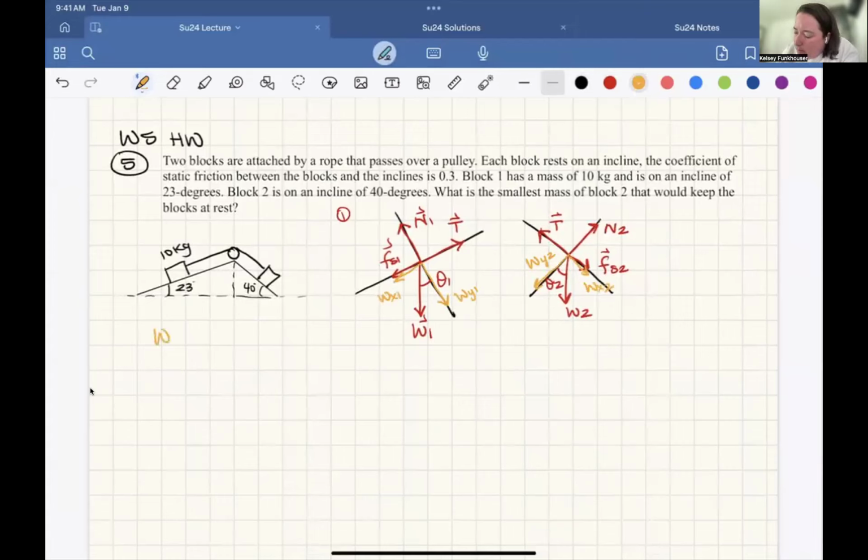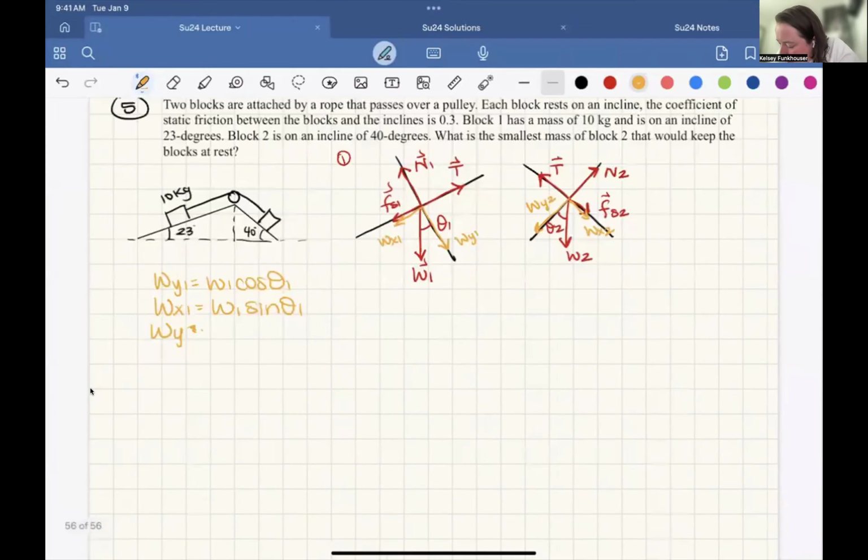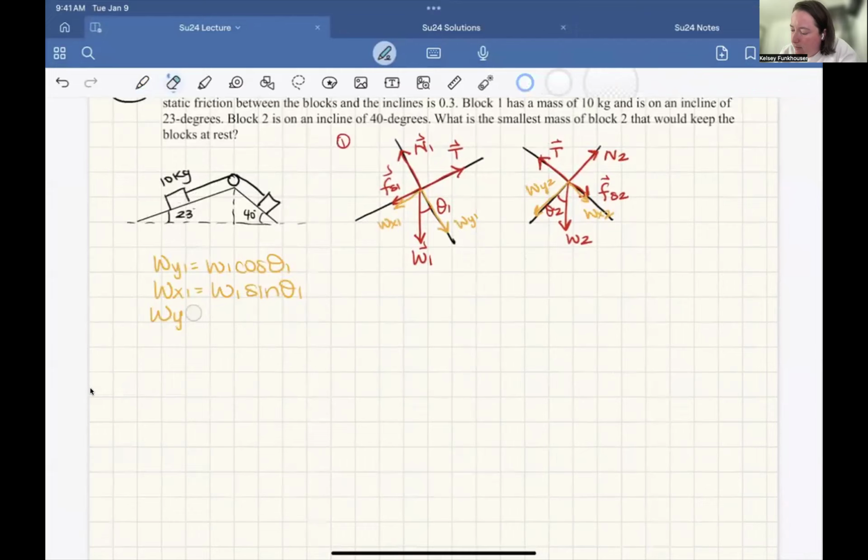So we will write these. Weight y1 equals weight 1 cosine theta 1, and weight x1 equals weight 1 sine theta 1. And then we have the same thing for 2. Weight y2 equals weight 2 cosine theta 2, and weight x2 equals weight 2 sine theta 2. Okay, so we know what those are now.